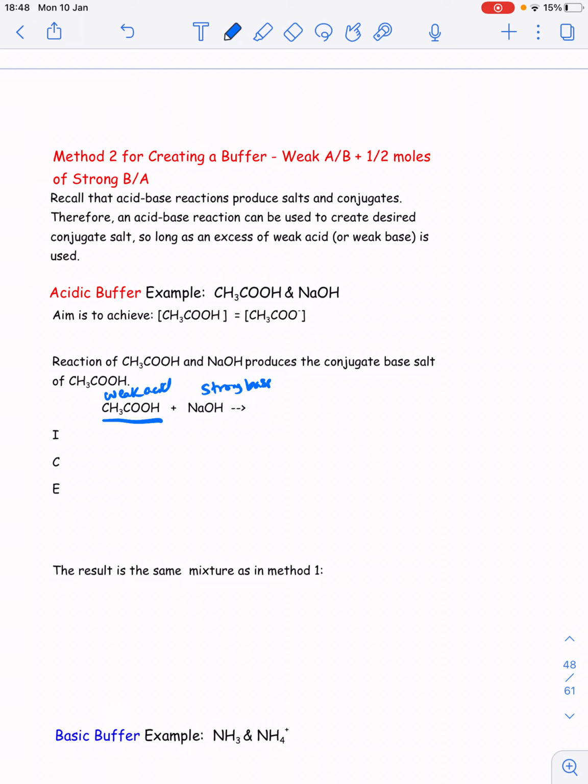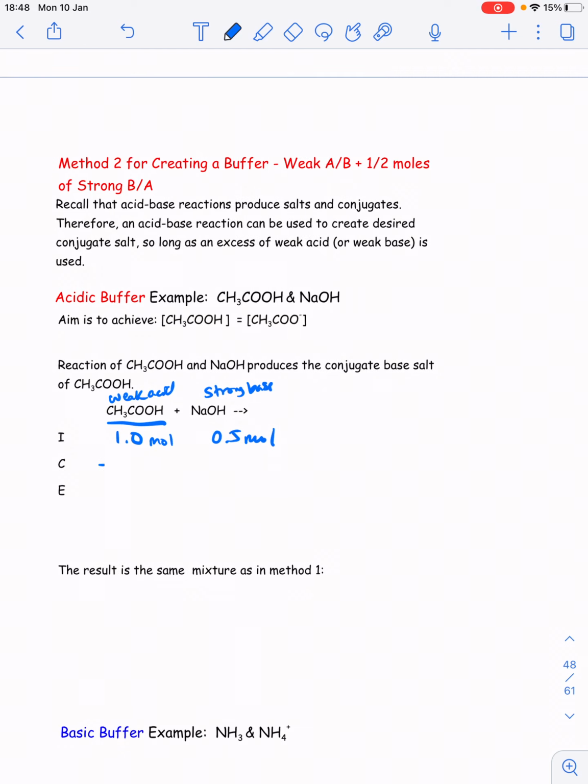If you think of it from an ICE baby perspective, let's use simple numbers. If we take a weak acid and have 1 mole of it in our container, and I then add half a mole of the strong base, we know that the strong base will be completely used up and consumed because it's the limiting reactant. I'll have 0.5 moles left of my weak acid. I'll have none of my strong base left. So that's key. If you're going to make the buffer this way, what I'm calling method 2, you need to make sure that the strong species is by far the limiting reactant.